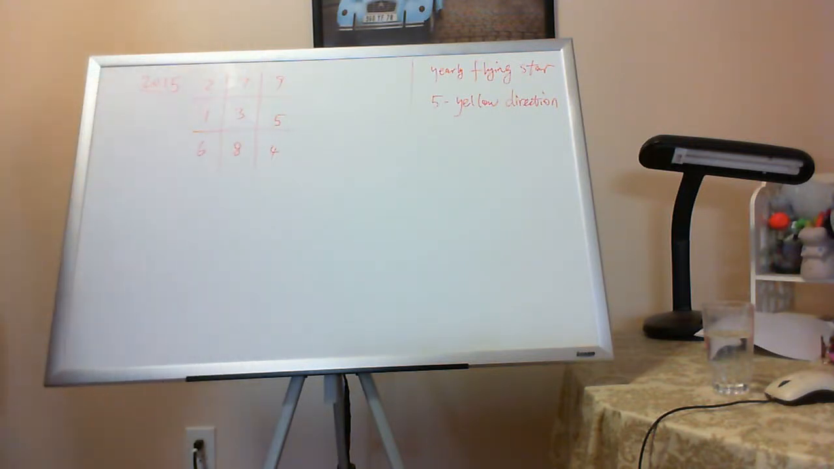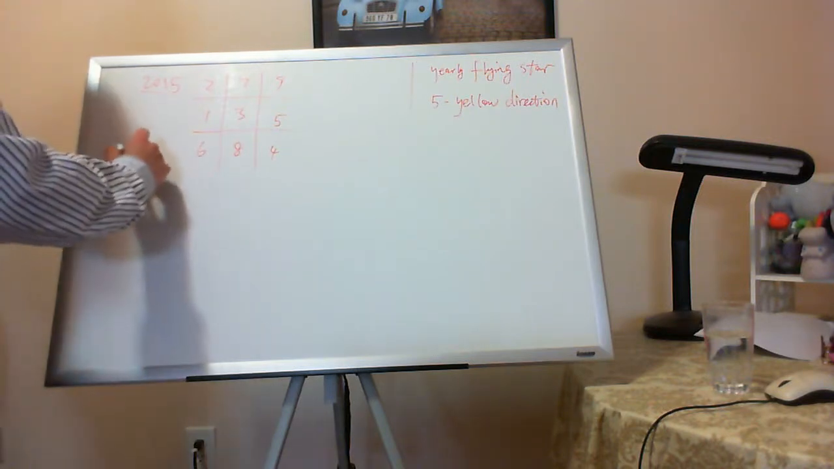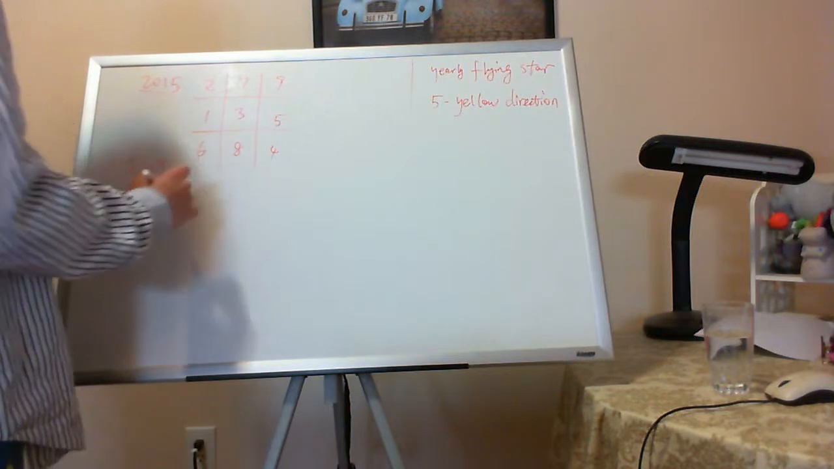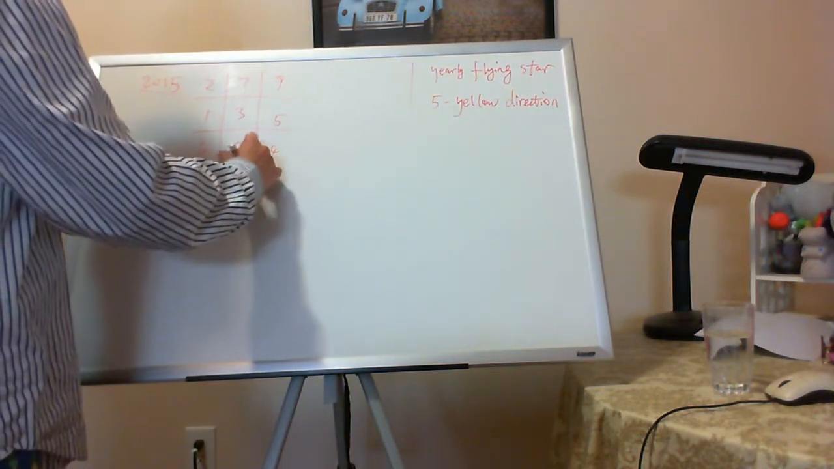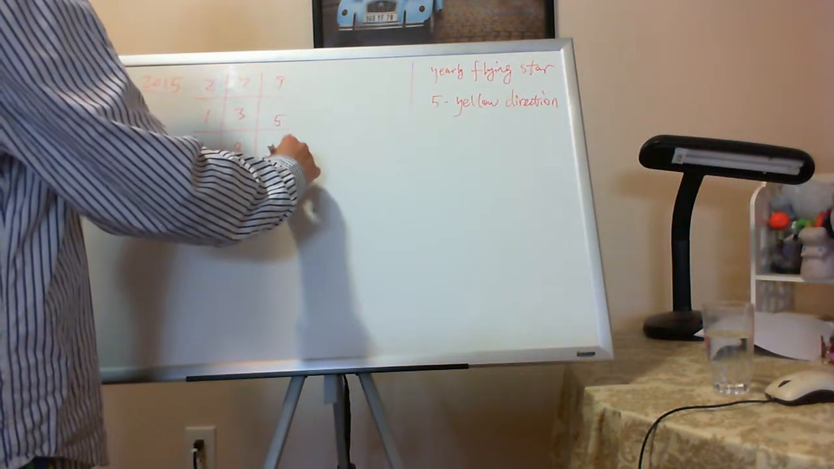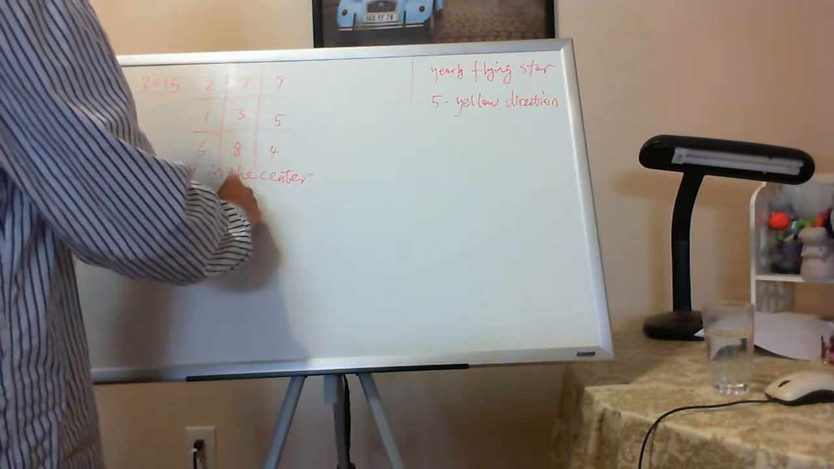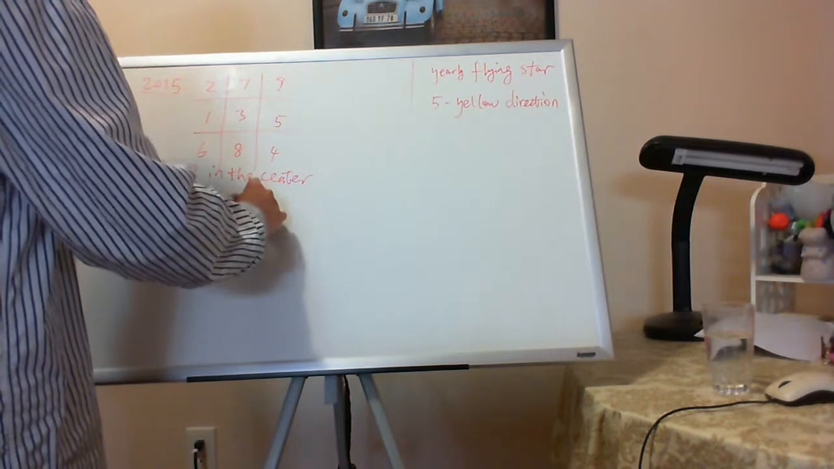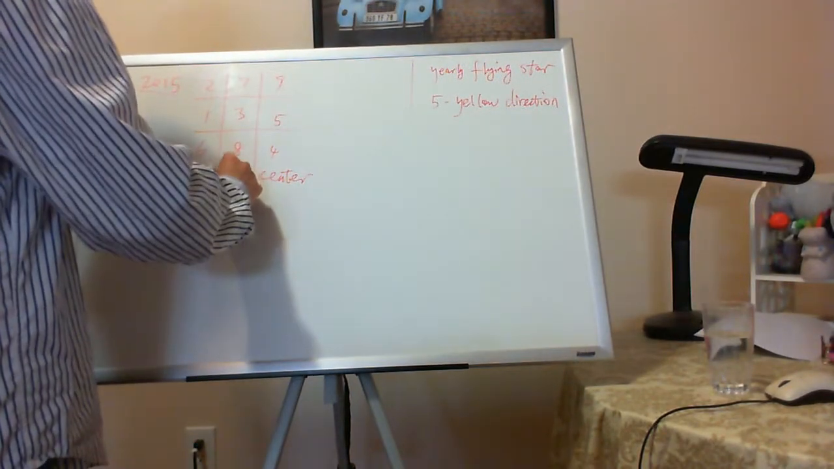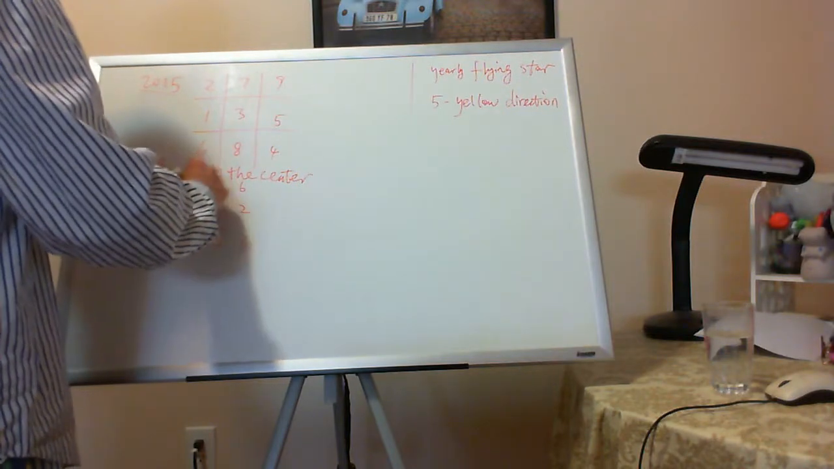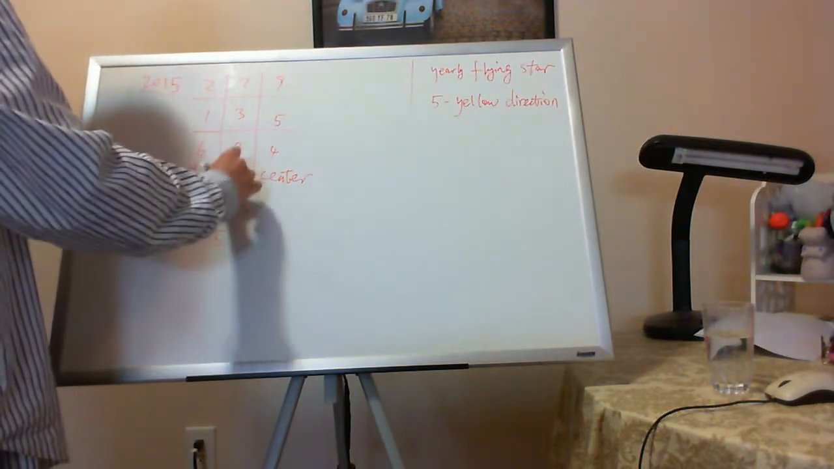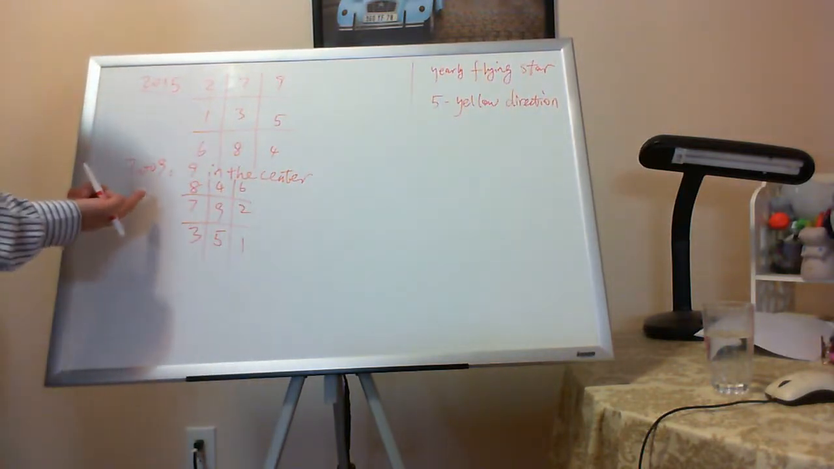Like for me, I remember that in 2009, 9 is in the center. So the map would be like 9, 1, 2, 3, 4, 5, 6, 7, 8. Yeah, this is what I remember.